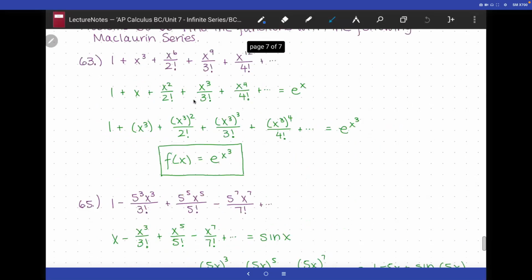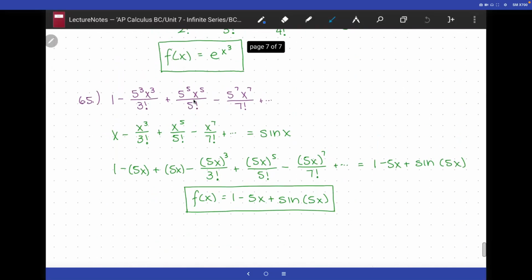Find the functions with the following. Okay. So this is where just knowing the formulas, the ones that I told you to memorize, comes in. Seeing the pattern here, I see signs alternating, and I see this x cubed over 3 factorial. So I see odd powers. It's making me think of sine. So I wrote out sine. This is what sine looks like.